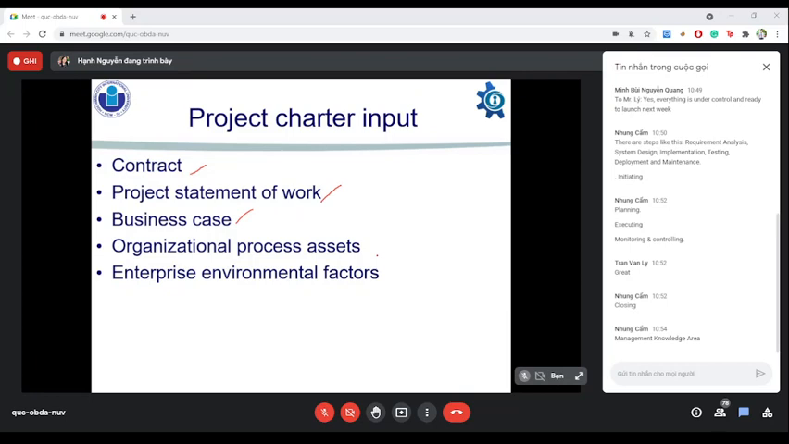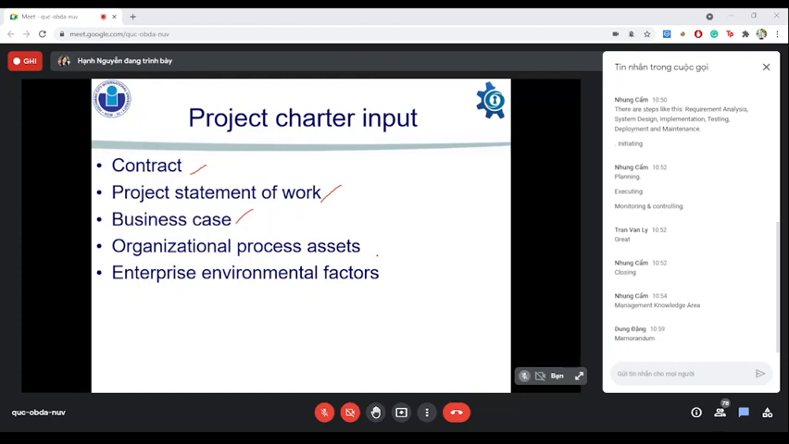Contract is the most common type of agreement, but I think there are more types of agreements. Can anyone tell me more types of agreements besides contract that you also know? I can give you the first example: we have a memorandum. It's one kind of agreement.